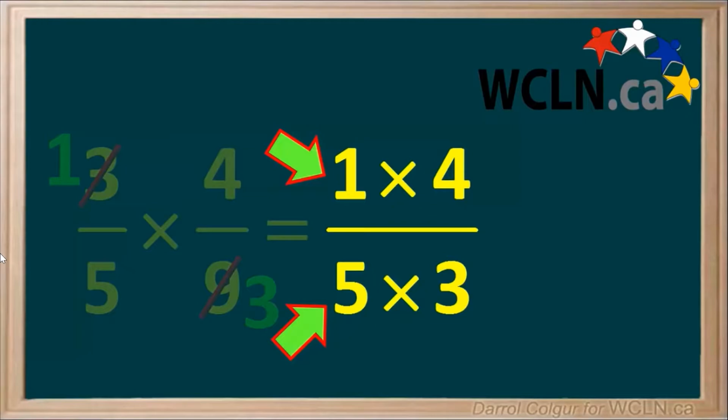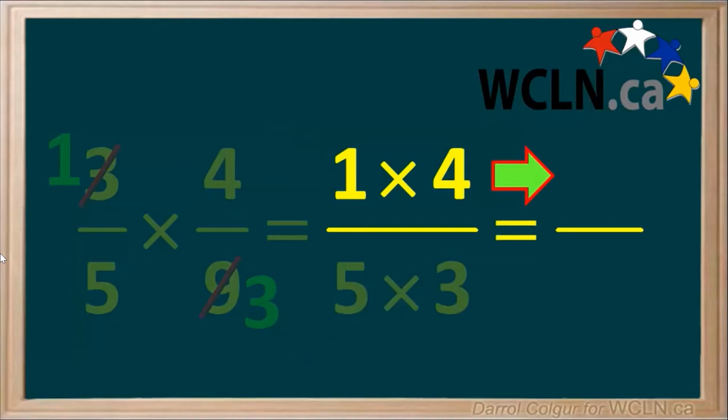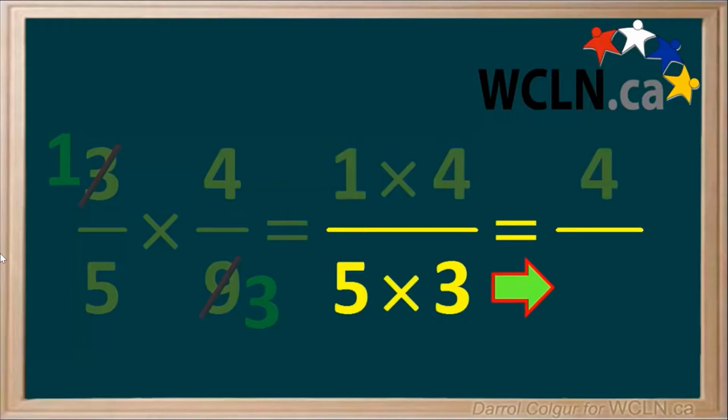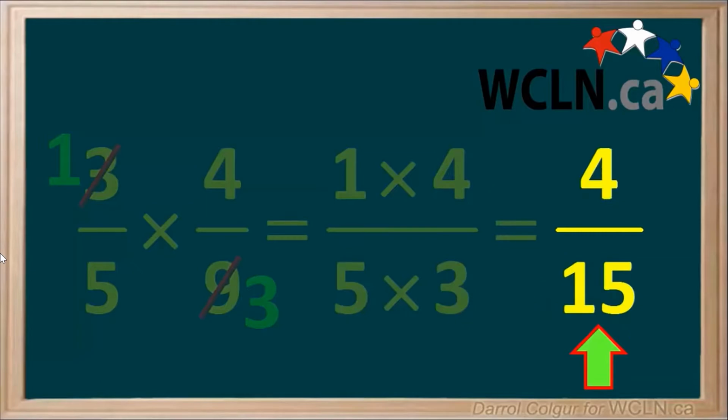We can multiply these two pairs to get a single fraction. In the numerator, we get 1 times 4 is equal to 4. And in the denominator, we have 5 times 3, which is equal to 15. So the final answer to this multiplication of fractions is the fraction 4/15. There's no whole number other than 1 that can divide into both 4 and 15. So this answer is in its simplest form, and we finish this question.